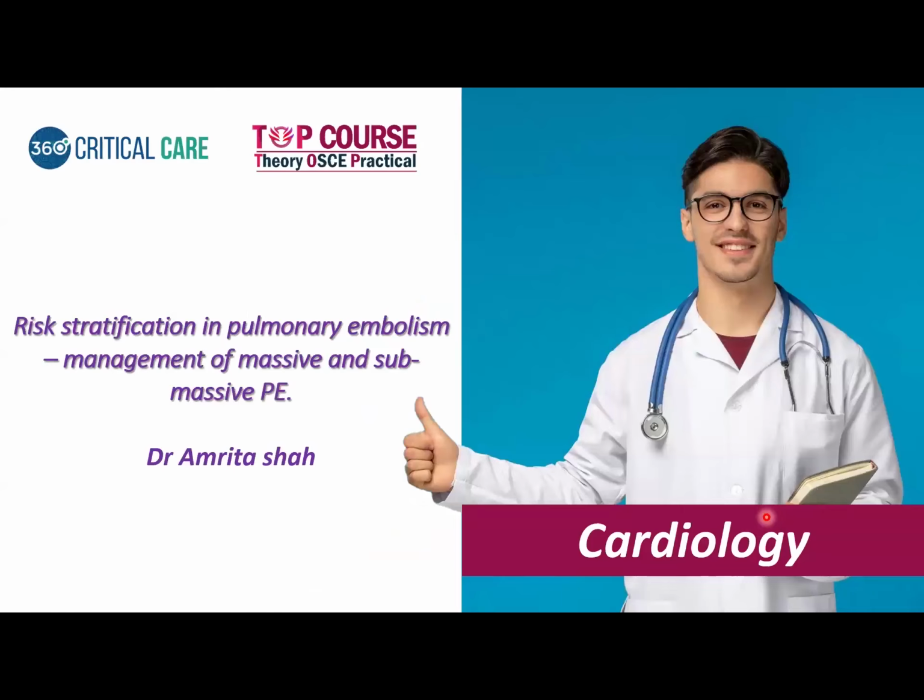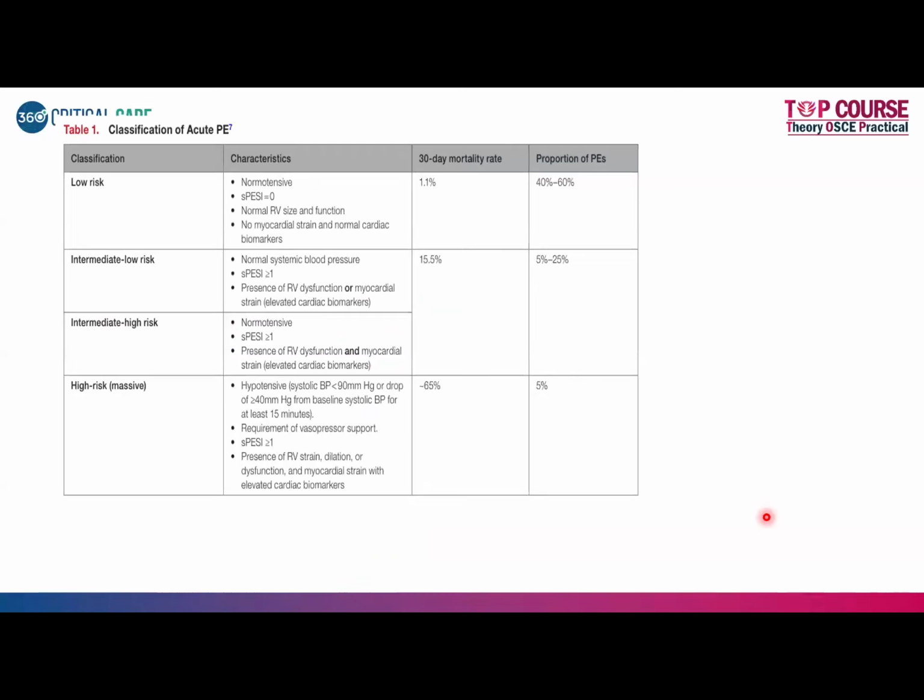Our next topic is pulmonary embolism. This you cannot not read. You have to know the stratification of pulmonary embolism. Acute pulmonary embolism can be divided into low risk, intermediate risk, or high risk. Sometimes people divide it as low risk, submassive, and massive. Submassive is divided into intermediate low risk and intermediate high risk. And then you have the massive, which is the high risk.